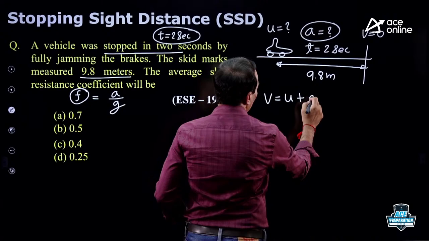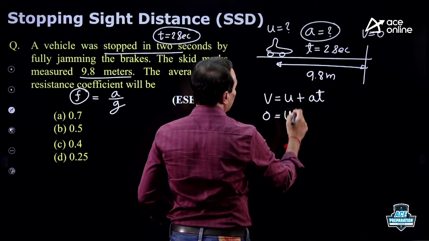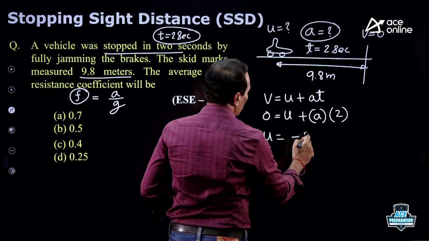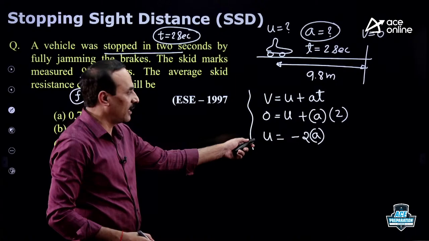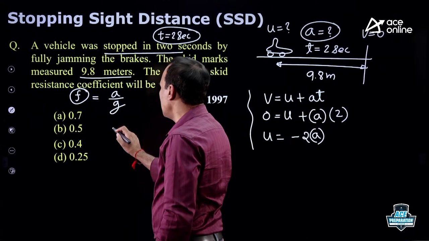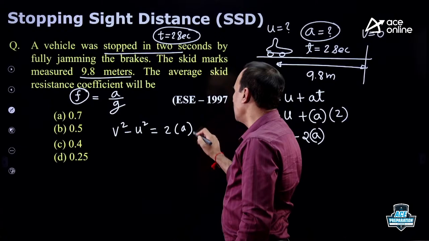equation. V is the final velocity, equal to the initial velocity, which I don't know, plus acceleration, nothing but retardation, which I don't know, times the time of travel, which is 2 seconds. From this, you can say the initial velocity is equal to minus 2A. So I got one relation between U and A. Now you can use V square minus U square is equal to 2AS, the other linear motion equation.